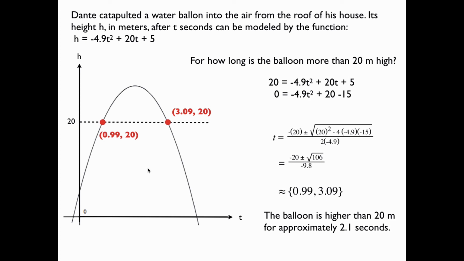And so if it was 20 meters on the way up, all right, it started being above 20 meters at 0.99 seconds, and it fell below 20 meters at 3.09 seconds. So what was the time interval between those 2 points? Approximately 2.1 seconds.